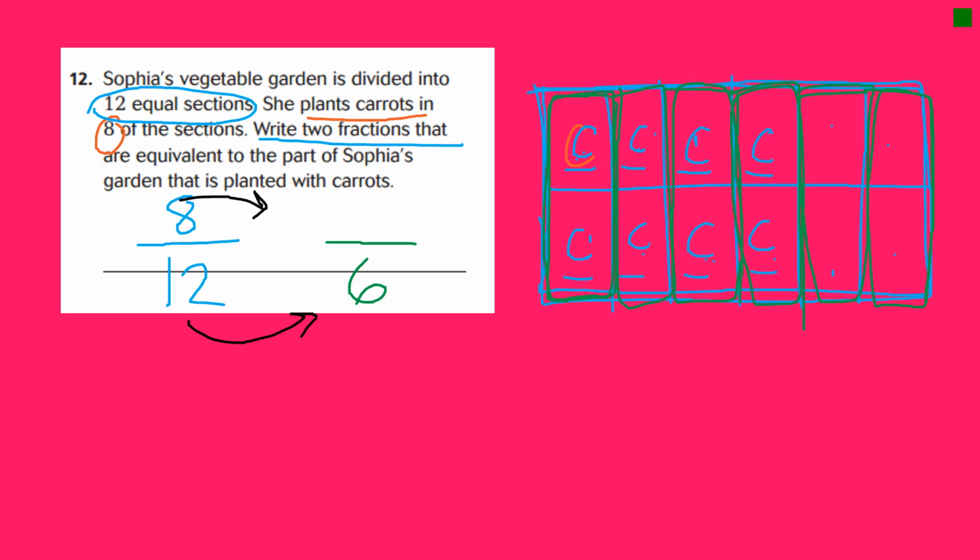So let's check the carrots. How many sections of my new garden separation have carrots? This one section does.